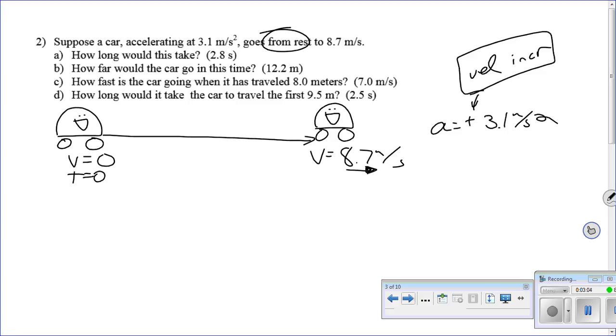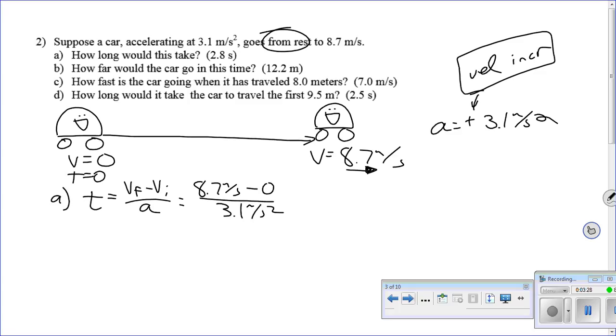All right, so with that in mind, in part A, I can find out how long it takes for this to happen. So I can use the equation t equals vf minus vi over a. So let's see, our final velocity is 8.7 meters a second. Our initial velocity was 0. Our acceleration is 3.1 meters a second squared. So divide it out and you get 2.8 seconds, as is on the answer key. All right, so that is that.